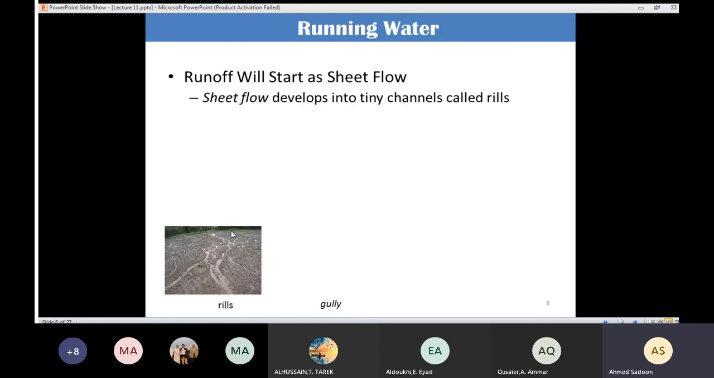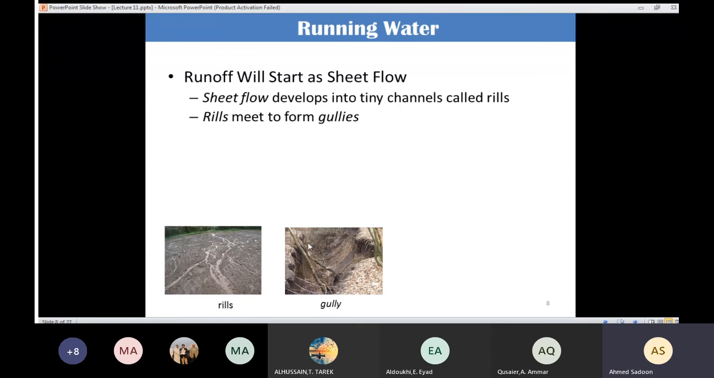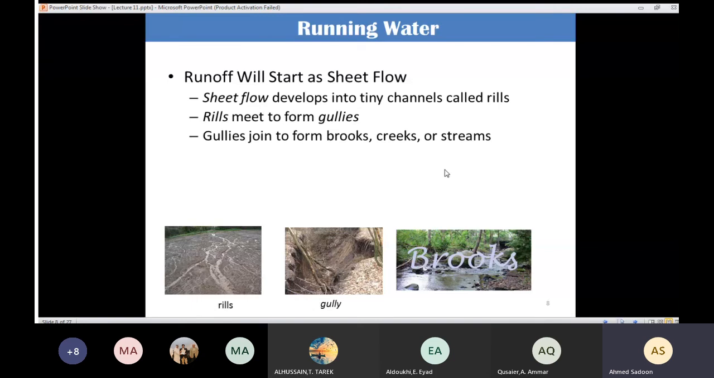Okay, then the rills meet to form gullies. So first I have a runoff, then it will develop to have tiny channels called rills. Then the rills will meet to form gullies, and gullies join to form brooks, creeks, or streams. We call these brooks or creeks.